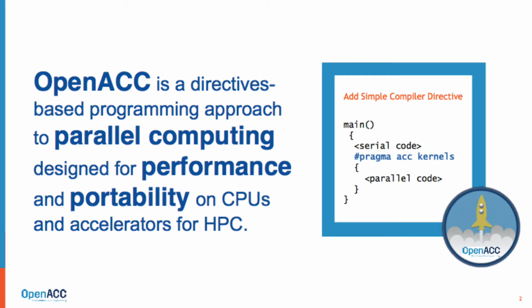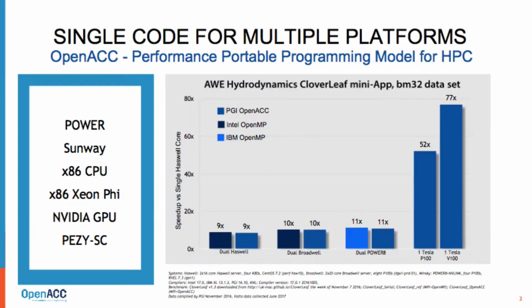Here we show a short example of an OpenACC directive in a prototype C++ application. As we can see on the left-hand side of the slide, we see the number of platforms OpenACC can target, starting with Power and Sunway, x86 CPU, x86 Xeon Phi, along with, of course, NVIDIA GPU and the PEZY-SC. Do you want to talk about the Cloverleaf?